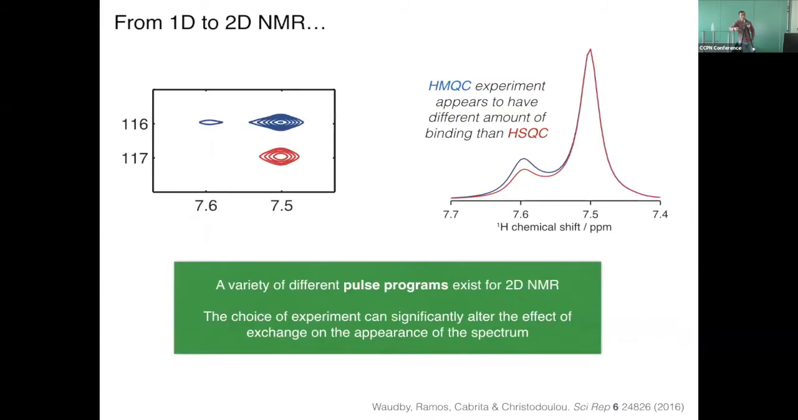On top of that, in 2D experiments, the appearance will actually depend very strongly on the pulse sequence. So this is an example. An HMQC would appear to have a different amount of binding than an HSQC experiment if you were to analyze this in a naive way, neglecting the effects of the pulse sequence. I'll come back to this in a moment.